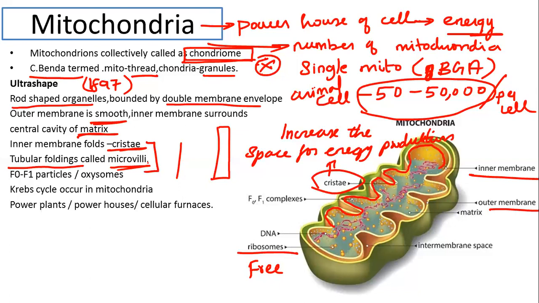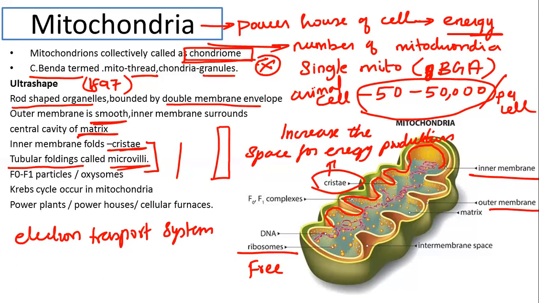Based on shape we are differing. If it is tubular form, it is called microvilli. If it is only an inner membrane fold, then it is called cristae. Am I right? And this mitochondria usually contains a transport system. It helps in the electron transport system, which means electrons will be transferred within the mitochondria.